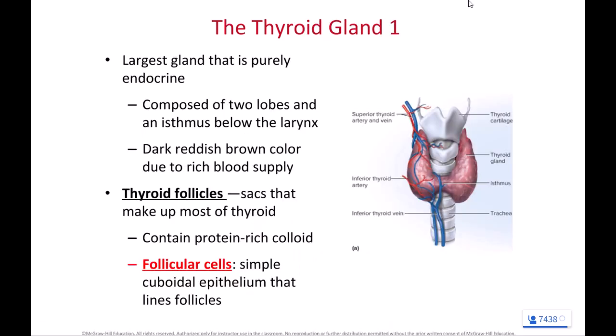So that was the thymus. Let's move on to the thyroid gland. Our thyroid gland is going to be superior to the thymus. So the thymus will be right in between the lungs.